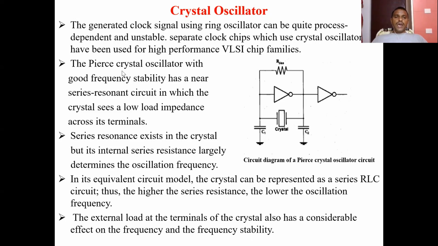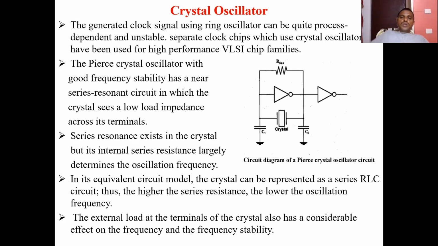Now, the Pierce crystal oscillator with good frequency stability has a near series resonant circuit in which the crystal sees a low load impedance across its terminals. So here we are going to generate our clock signal by using this crystal oscillator, which consists of low impedance. Series resonance exists in the crystal, but its internal series resistance largely determines the oscillator frequency. What does it mean? The clock signal frequency depends mainly on the internal series resistance.